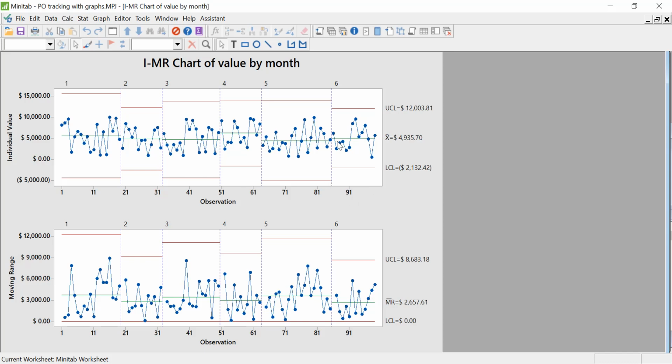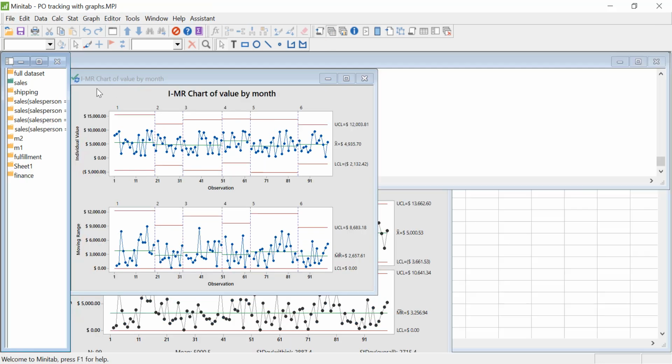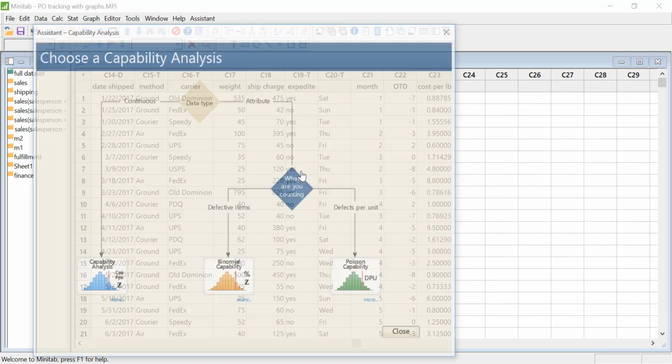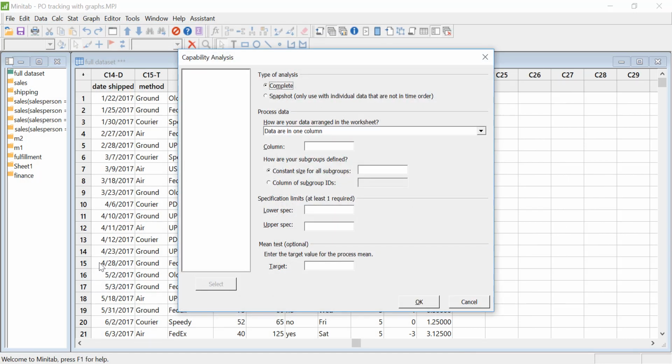Another thing that we're often interested in is process capability analysis. So let's go back to the full data set. Using the assistant, we can do capability analysis. And again, we were interested in on-time delivery, which is a continuous variable. And so the data are in one column. It's on-time delivery. We don't really have subgroups. We want to use individual values, so we'll set the constant subgroup size equal to 1. And our target is 0. And as far as specifications, we like to be 1 day late.